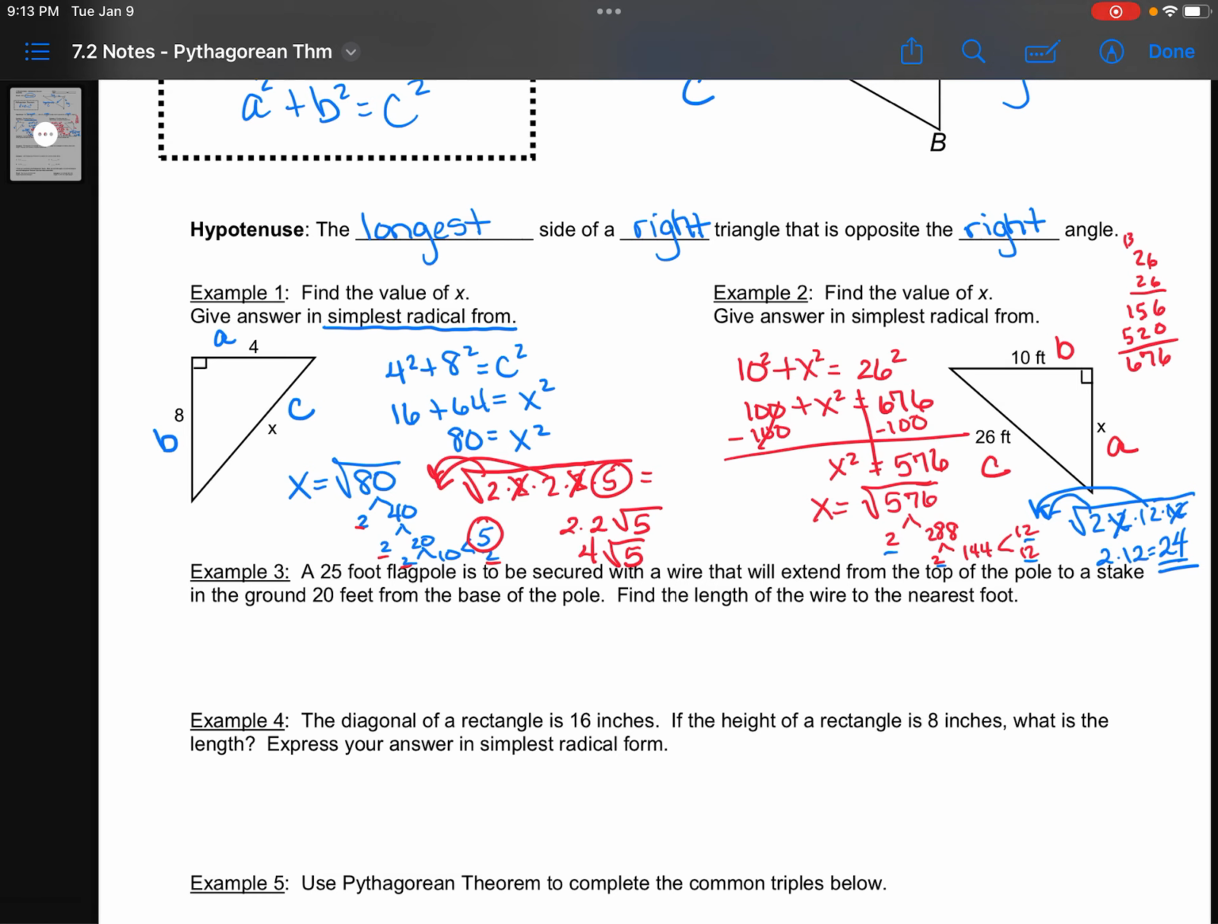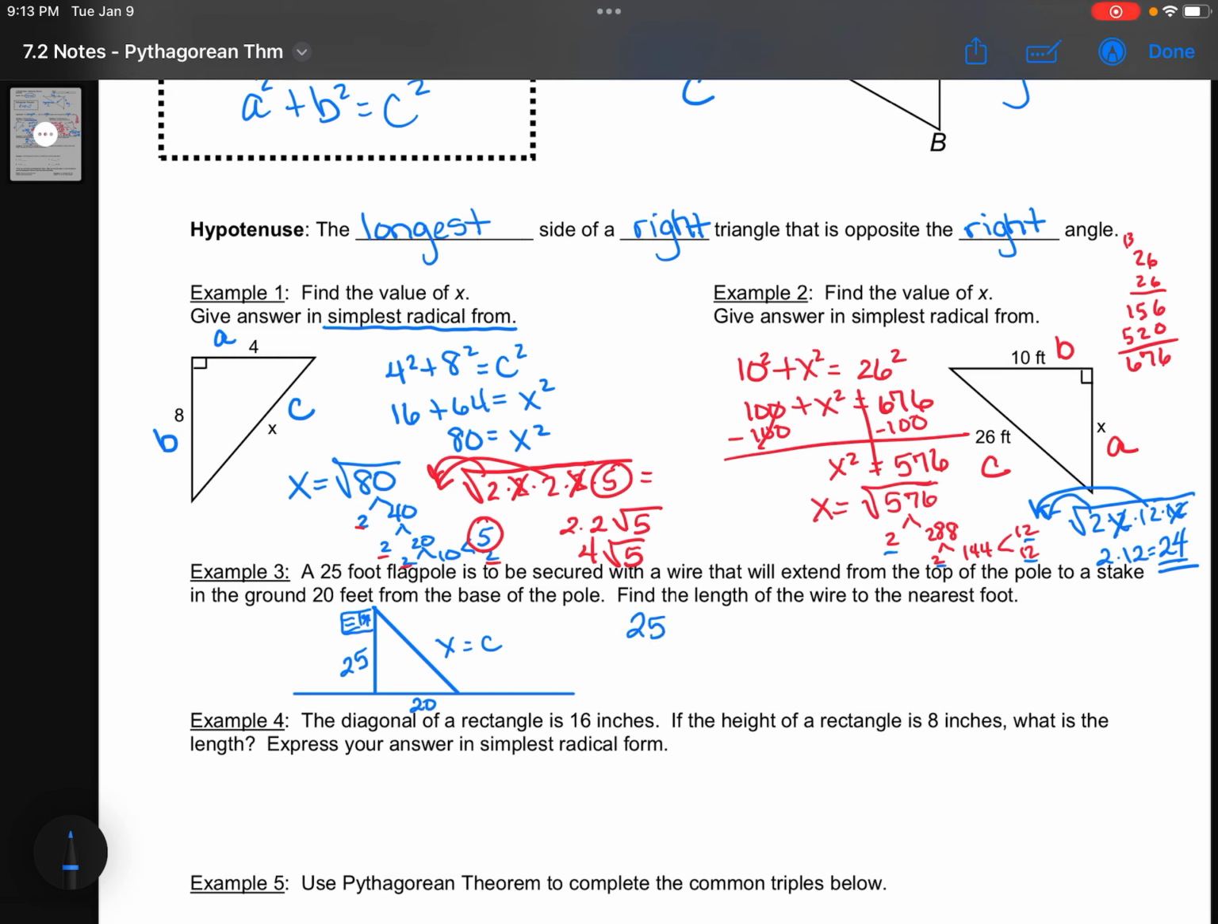All right, let's draw a picture. I have a flagpole, and I have the ground, and I have a wire, and here's my flag on my flagpole. And so my flagpole is 25, and this is 20 feet. So I'm looking for the length of the wire, which is C.